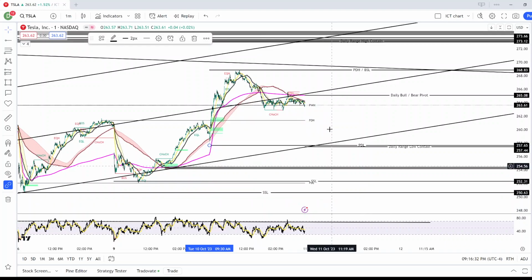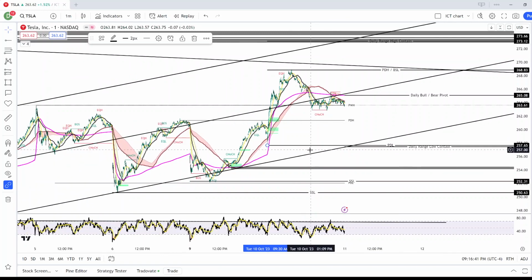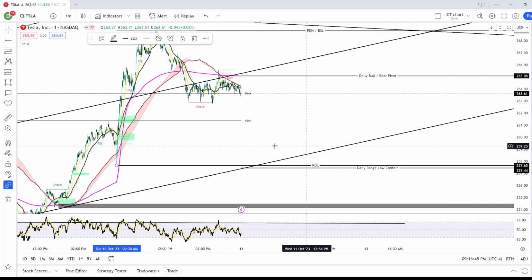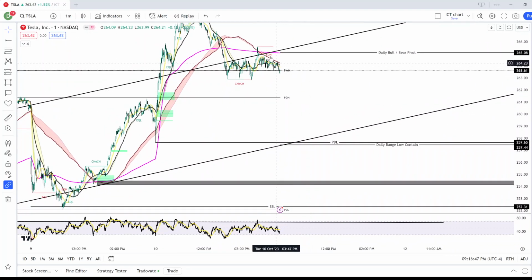Okay, so a lot of targets, a lot of confluence down in this area, right, with that range low contain, previous day low, and this trend line of support. Okay, as far as our moving averages go on this time frame, we don't have a lot going on. We're below all moving averages. We have a very bearish look where it's a perfect bearish on the short-term setup, but that can change very quickly because we ran out of time.